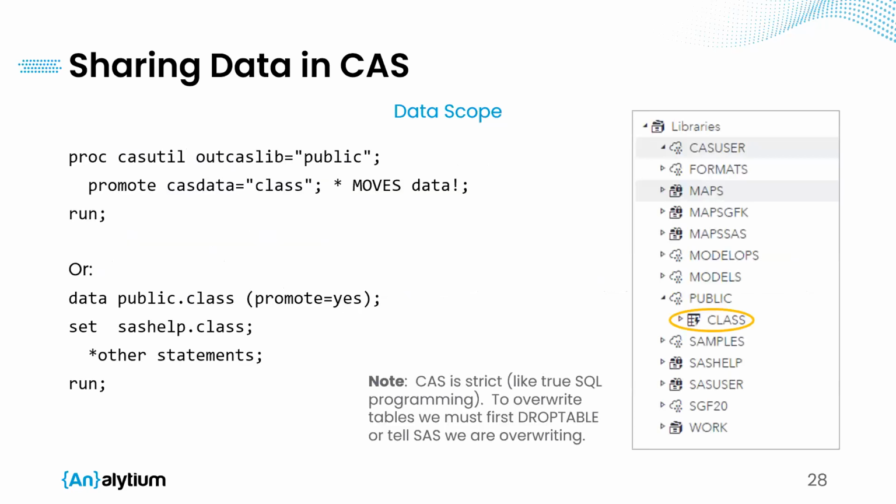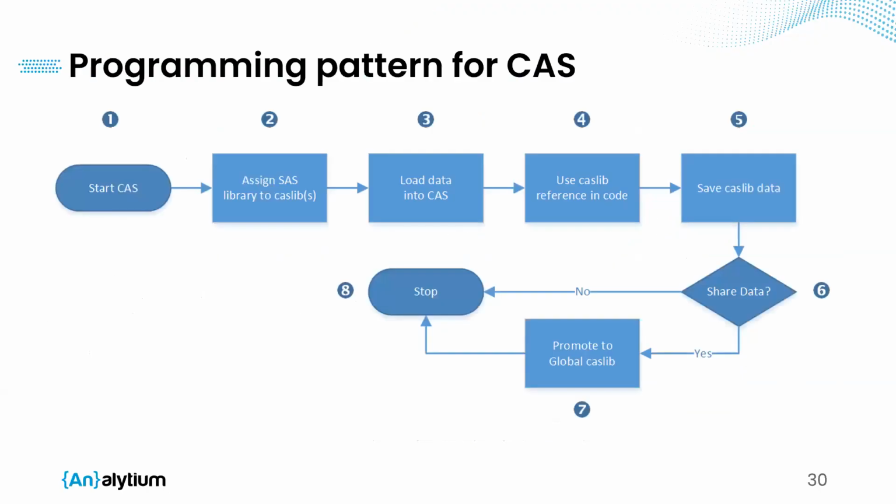And you can share data using PROC CASUTIL just to promote the data there. So that's going to promote the class data set, or you can use the promote=yes option on the data set. Note that CAS is strict, so you have to overwrite tables. You first have to drop the table, or tell SAS you're going to overwrite it. It's a little bit more picky than SAS itself.